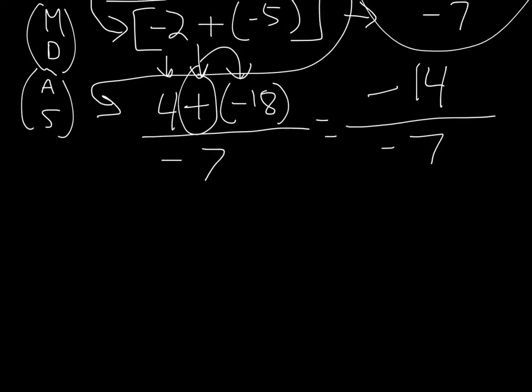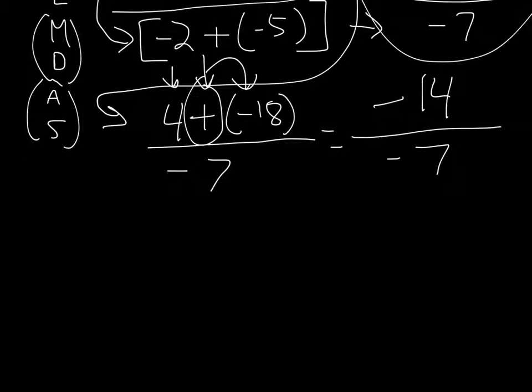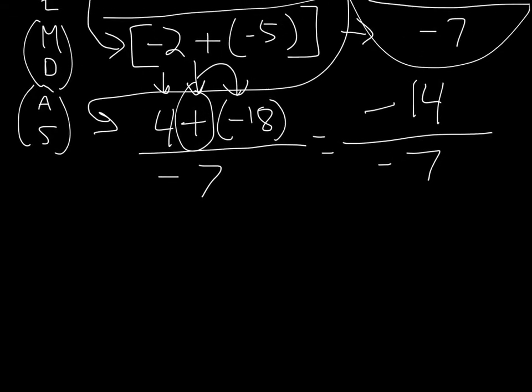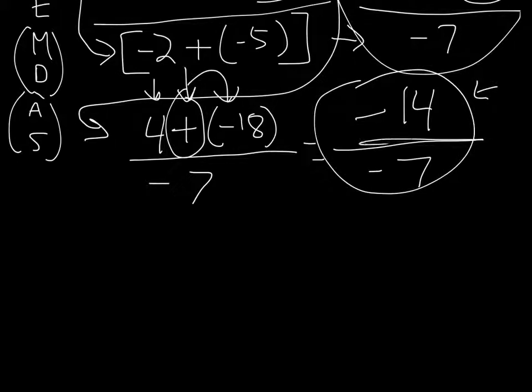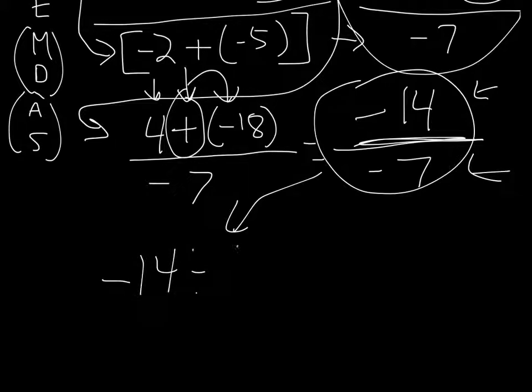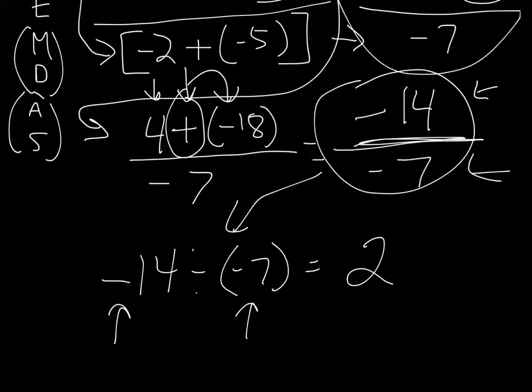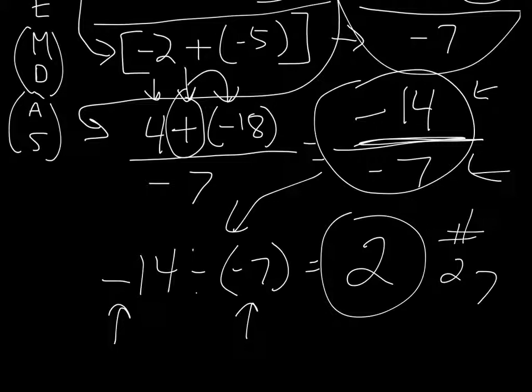Okay, let me move this up. Now, let's solve this guy. Negative 14 divided by negative 7. Let me rewrite it here. Negative 14 divided by negative 7 equals a positive 2, right? A negative divided by a negative is always positive. Positive 2. And that was for number 27.